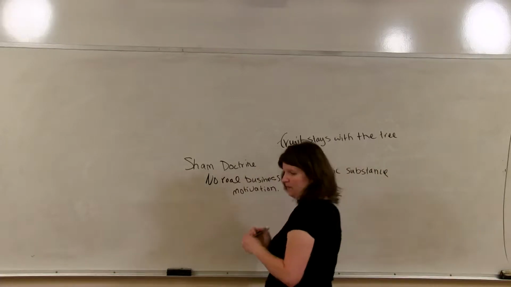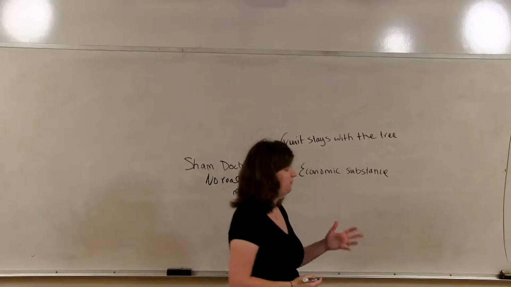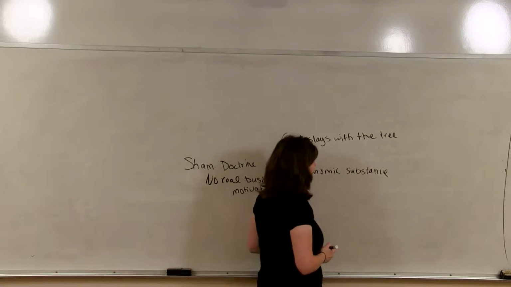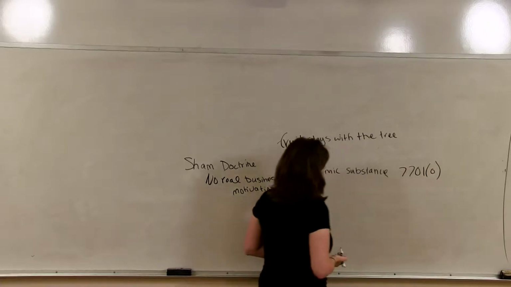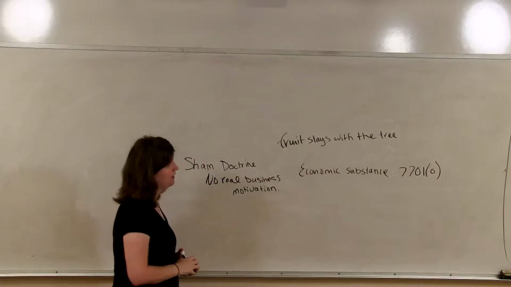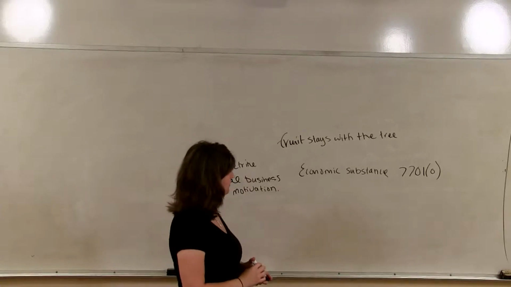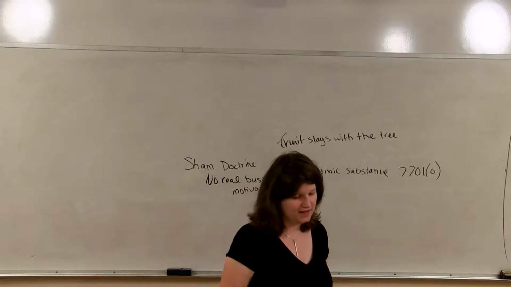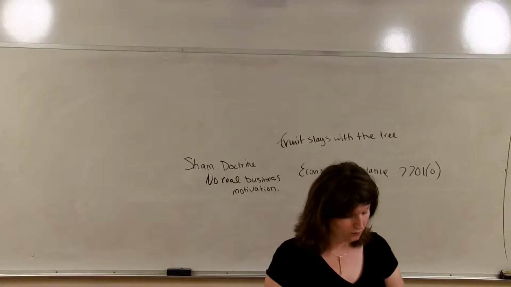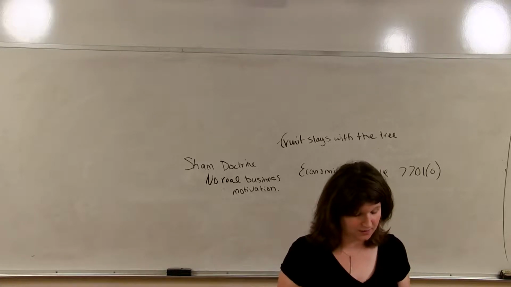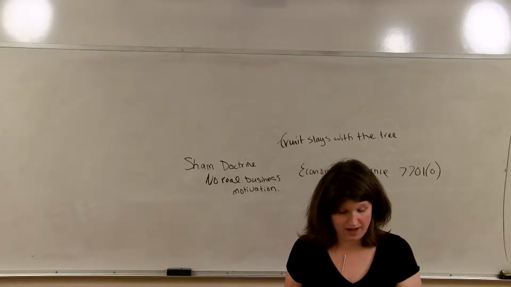Okay, so with economic substance, it used to only be something you would find in the courts, but a few years back, maybe 5 years ago, they actually codified it. So that means they put it into the tax code. So now we have a code section, 7701, that says, all right, if you don't have any sort of economic substance, then it is basically not a valid transaction.